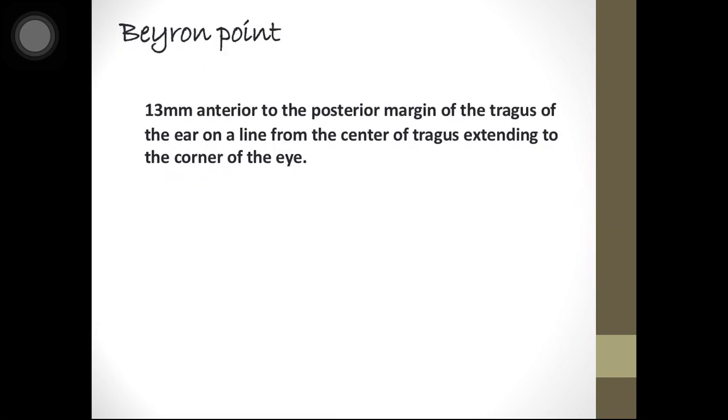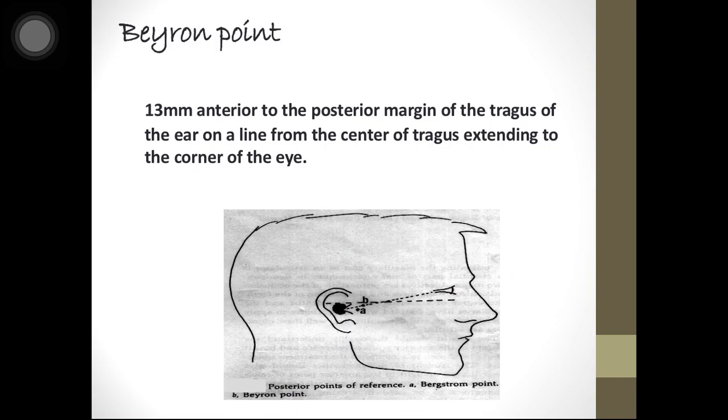Now there is Beyron's point, which is 13 mm anterior to the posterior margin of the tragus of the ear, on the line from the center of the tragus extending to the corner of the eye. This Beyron's point is basically used in the arbitrary face bow, so we don't have to go into all the fuss that is needed to record the exact hinge axis of that patient.